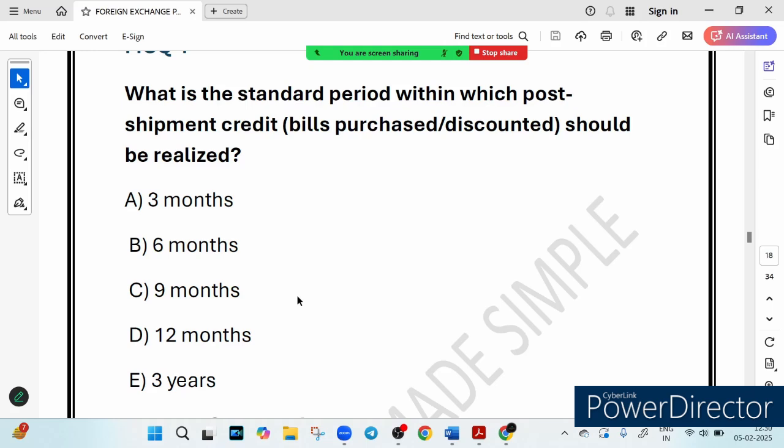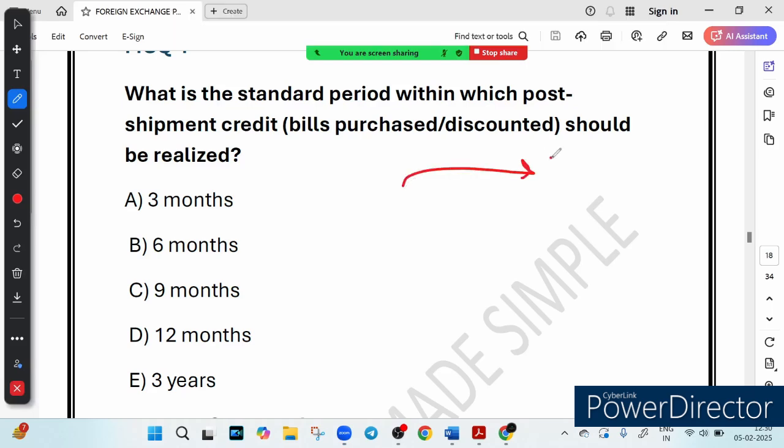6 months is also not correct. 9 months is correct, right? According to the RBI and FEMA guidelines, export bills are generally realized within 9 months from the date of shipment. If the payment is not received within this time, the exporter must seek approval or report the delay to the bank or RBI. Suppose you have shipped a large order of goods to a foreign customer, right? So you have up to 9 months to receive payment.